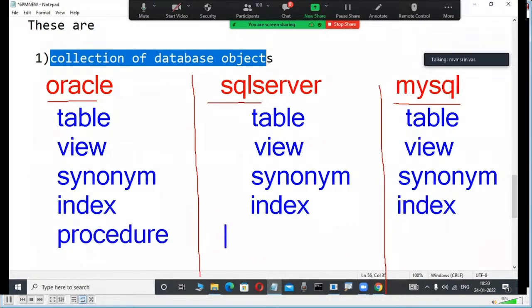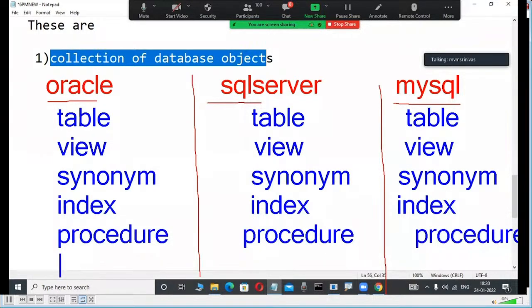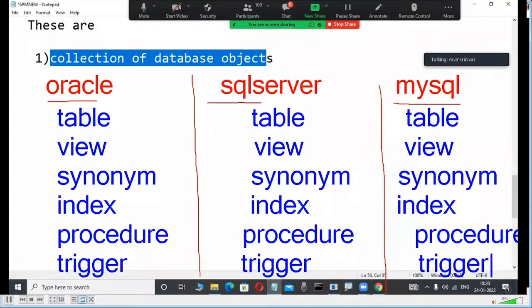Okay, fine. Here also procedure is available. Here trigger is there. Okay, there is a database object. So now here also trigger is there. That's why relational databases, relational data model products, contain three components.